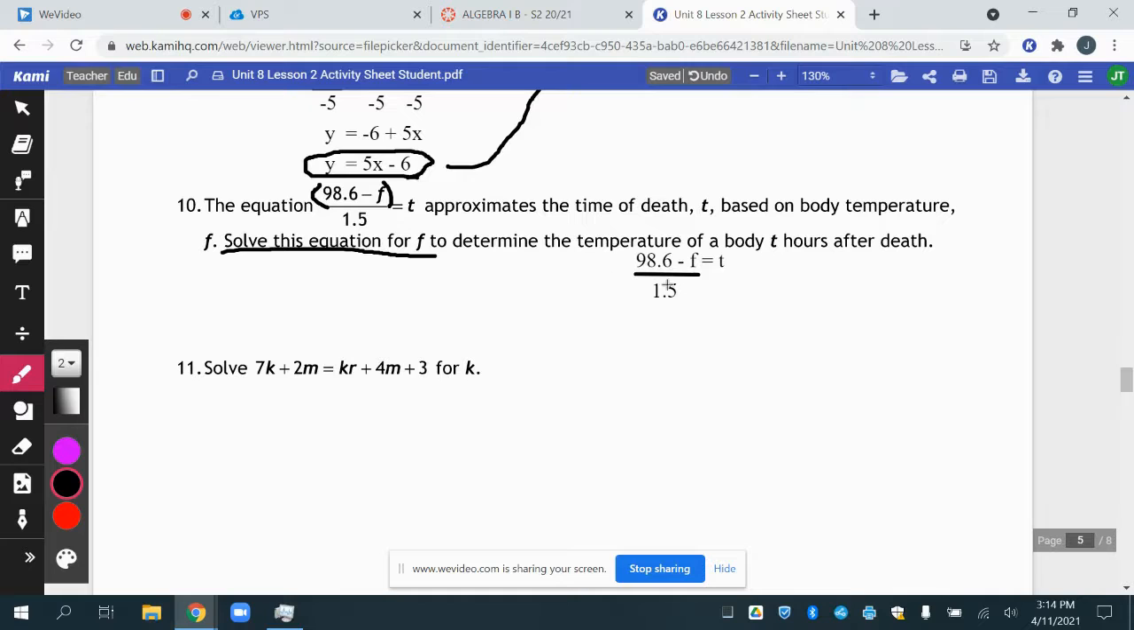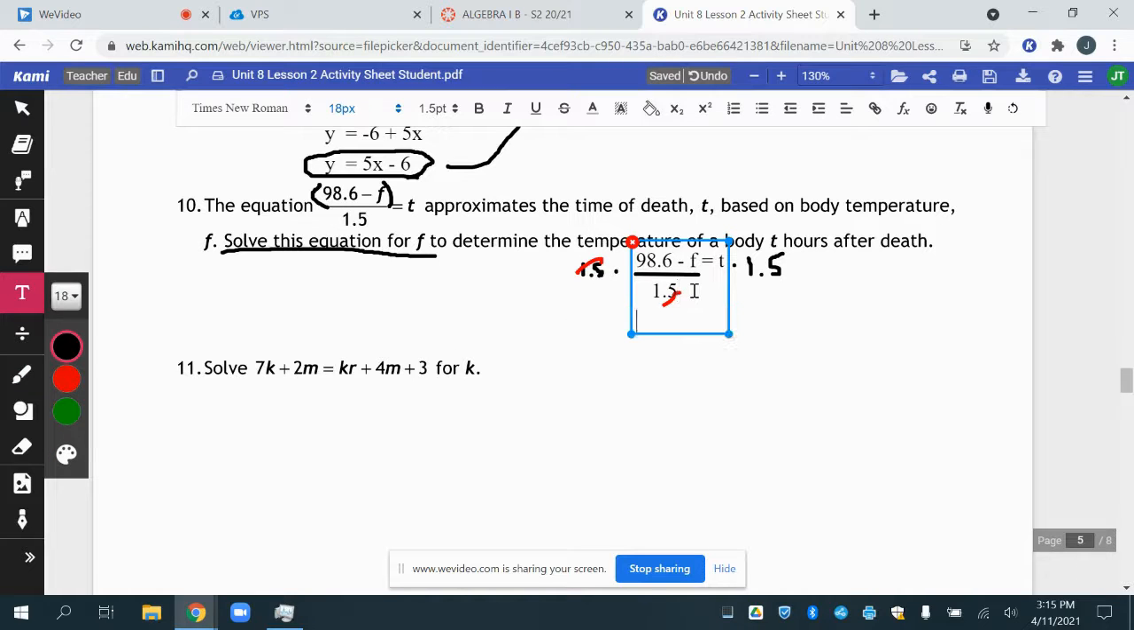All right? So I'm going to multiply everything by 1.5. And I'll put it over here, right here too, 1.5. What I end up with is that these cancel. I end up with 98.6 minus F equals 1.5 times T.